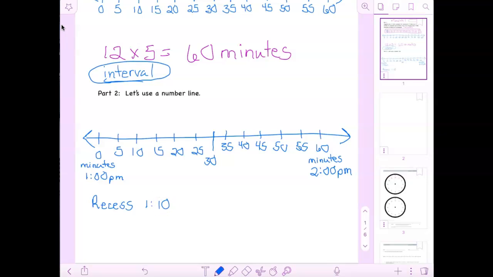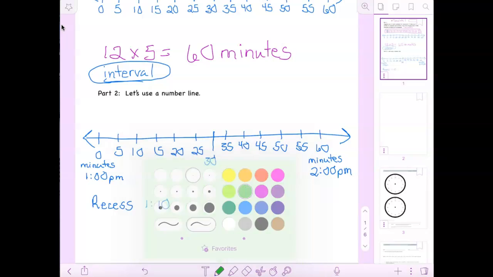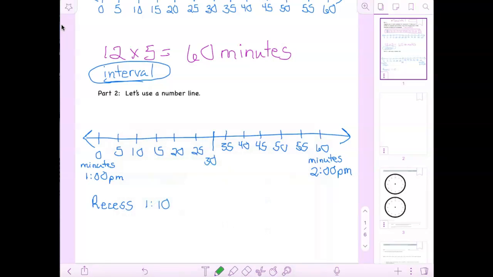So we're going to go ahead and plot, and I'm going to use a different color. We're going to plot recess at 1:10. So right there, 10 minutes after the hour is recess. And that's another new vocabulary word, plot, which basically means we're marking. So plotting a point, that's another one. So plotting just means we're putting it on there, basically. And a point is this sort of dot that we're making. It's our label, basically.